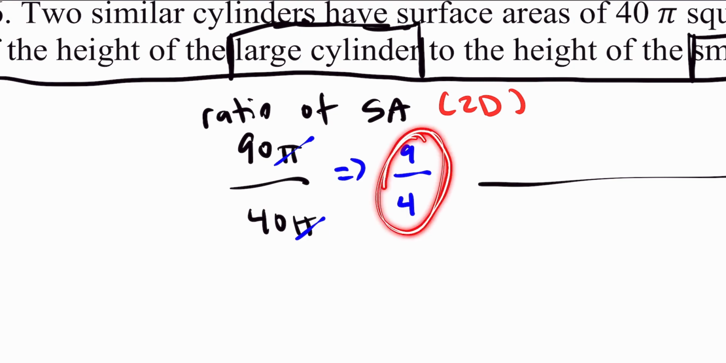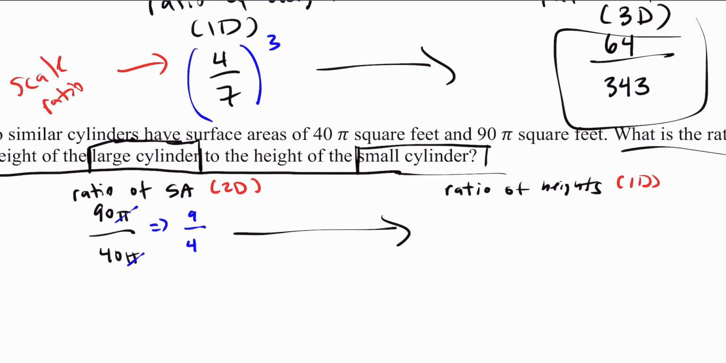Now, I have this 9 over 4, gotta make sure that we answer the question. What's the ratio of the heights? Well, all I have to do, since this is 2-dimensional, in order for me to get from 2D to 1D, I have to take the square root. The square root of 9 is 3, the square root of 4 is 2. This is your answer. So the ratio of the heights is 3 to 2.